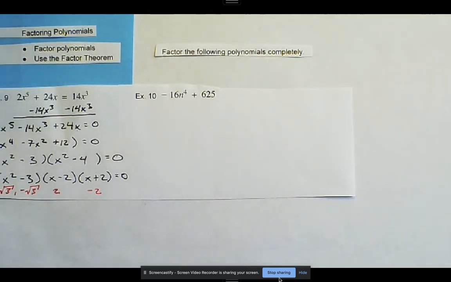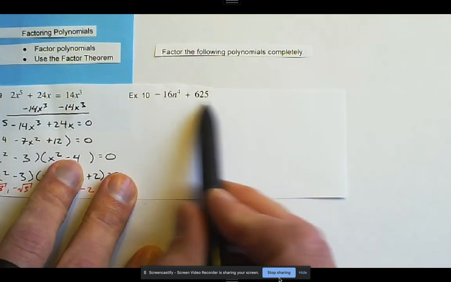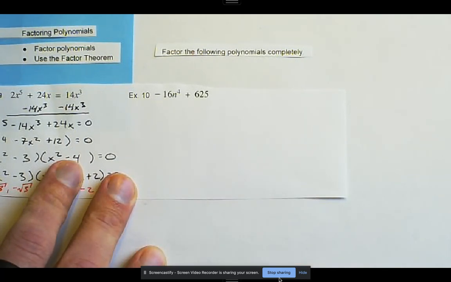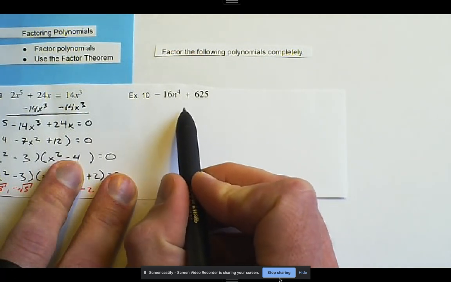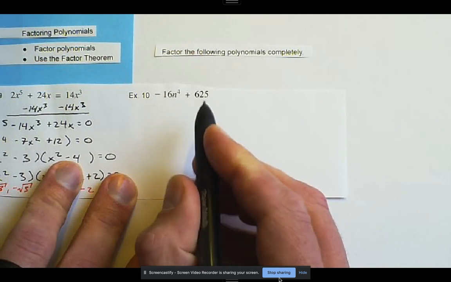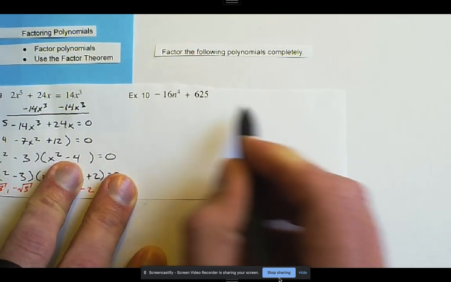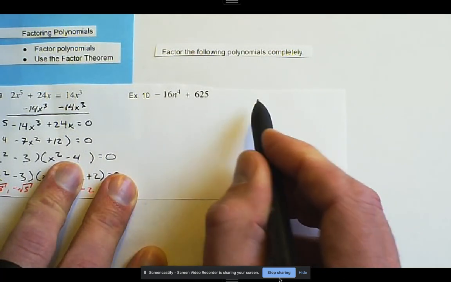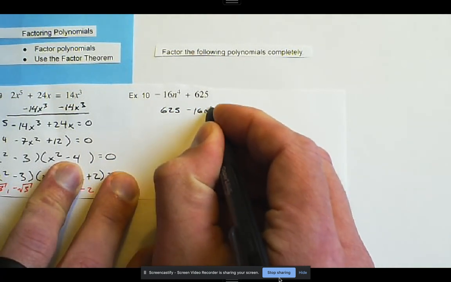Here we are factoring polynomials, and notice that we have two binomials here, and so we want to be thinking difference of squares or sum of cubes or difference of cubes. We notice we have a lead coefficient here of negative, so we want to make that a positive. So we can either multiply the whole thing by -1, this side times -1 and the 0 times -1, or we can just rewrite it as 625 minus 16n to the fourth.